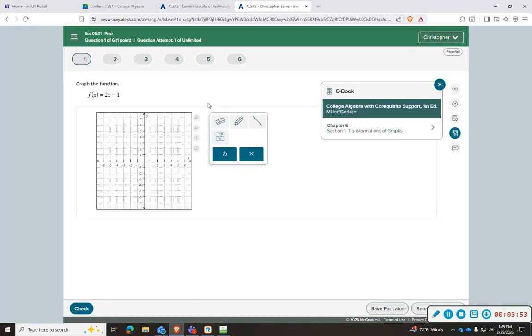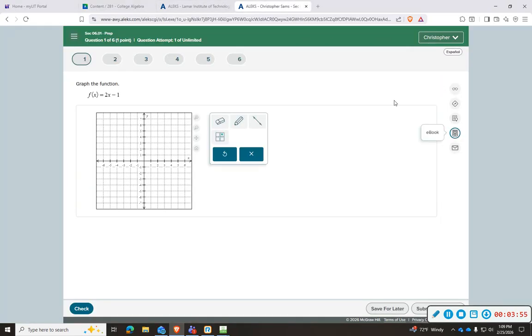That being said, let's go ahead and tackle problem 1. It wants us to graph the function 2x minus 1. This is just a simple linear function. So you start with the y-intercept. Okay, this is in slope-intercept form. So I'm going to start with -1 and click the pencil. We're going to go to the y-axis, go down to -1, and click, and it makes a dot.